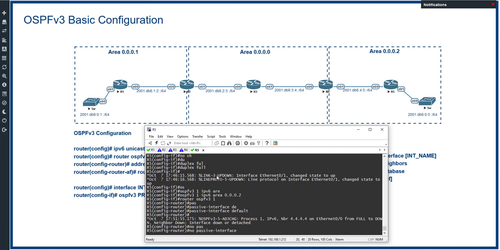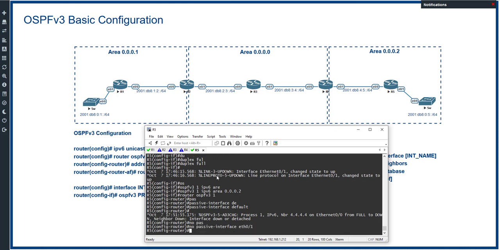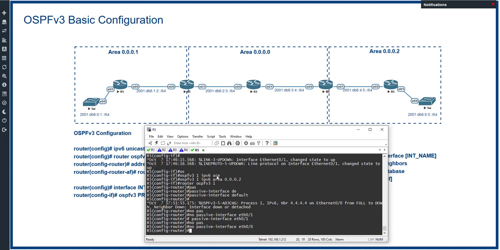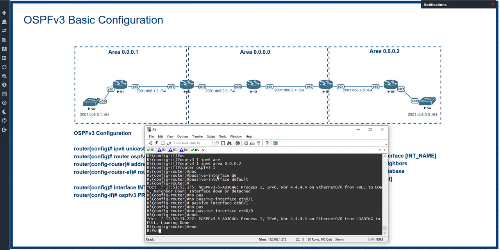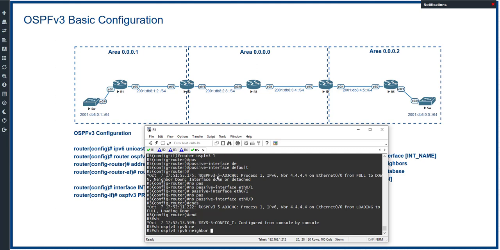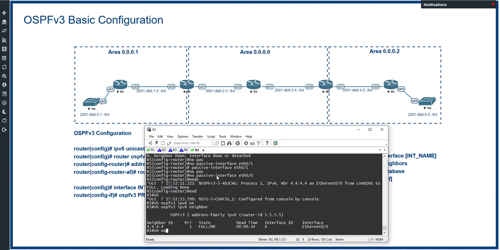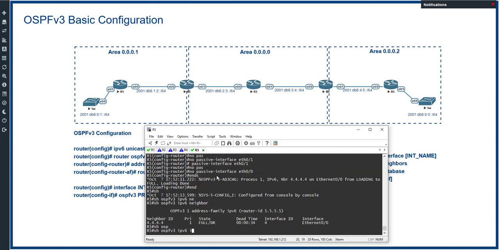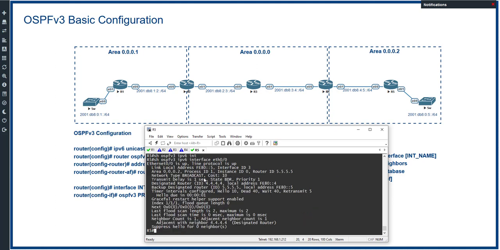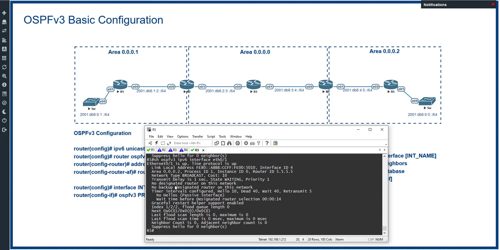After that, we should configure no passive interface for ETH00. No passive interface ETH00. After that, show OSPFv3 IPv6 neighbor, now we have neighborship. Also, show OSPFv3 IPv6 interface ETH00 can show us that this interface is not passive, but ETH01 is passive.